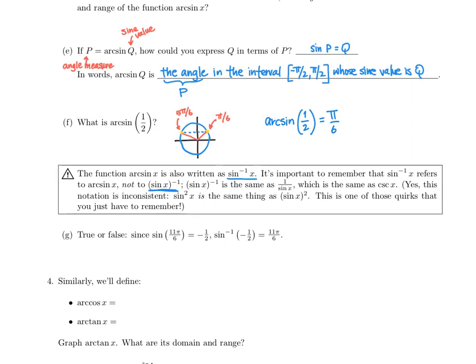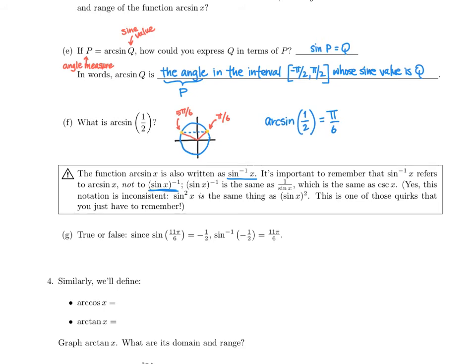All right, let's take a look at this true or false. It's going to test us a little bit. It's going to say, since sine of 11 pi over 6 equals negative 1/2, then arc sine of negative 1/2 must be 11 pi over 6. Take a moment, think about it, and come back. Okay, have you thought about it?